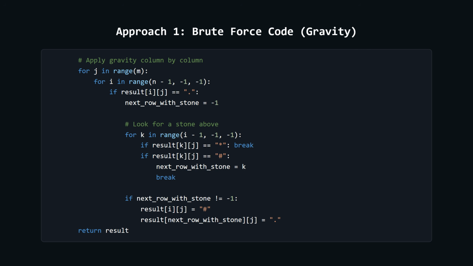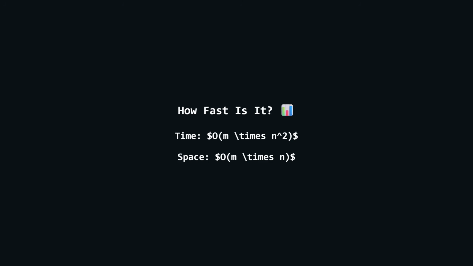This works, but that inner scan is doing a lot of extra work. Because of that extra scan looking for stones, our time complexity is O(m times n squared). The space complexity is O(m times n), because we created a new grid to hold the rotated box. Let's see if we can speed up the gravity.